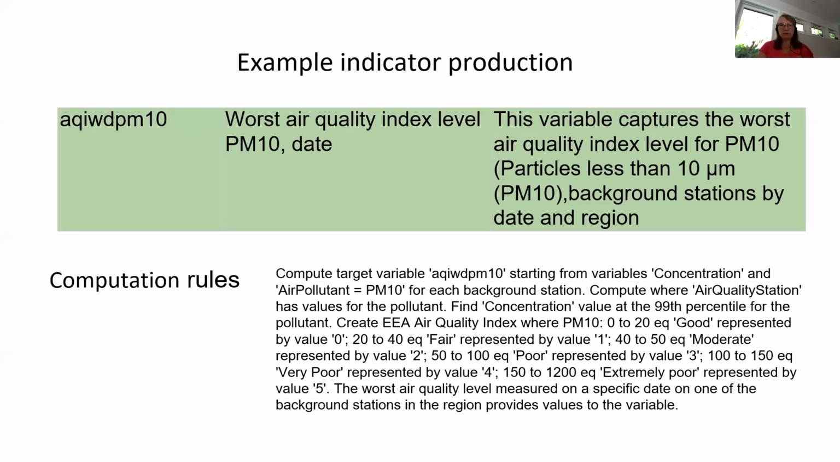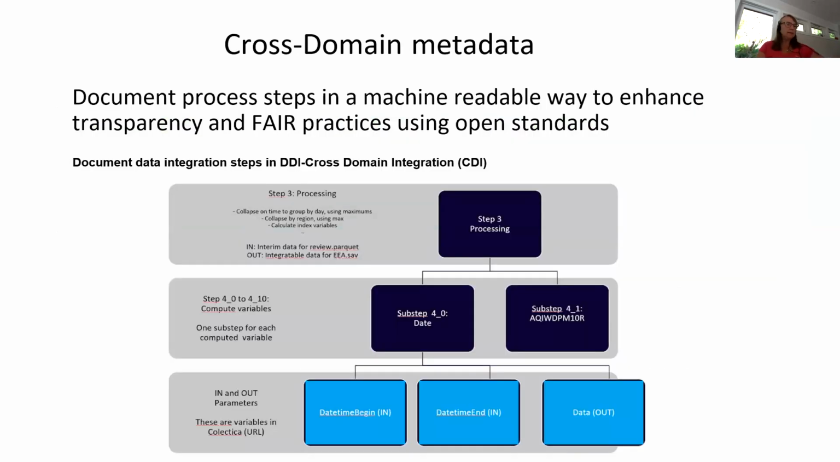And it's very important when you do things like this and work together that everything you do is transparent. Therefore, we also will make available the computation rules for the things we do, both in a human readable manner like here, and also the code. And we are doing cross-domain metadata, and it's very important when you're doing cross-domain and really cluster things that you document everything you do.